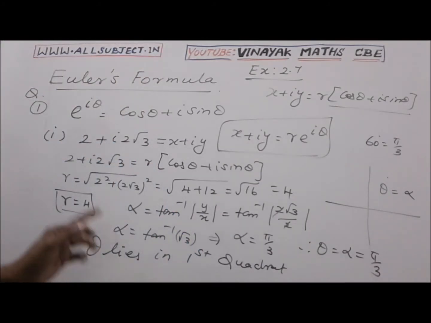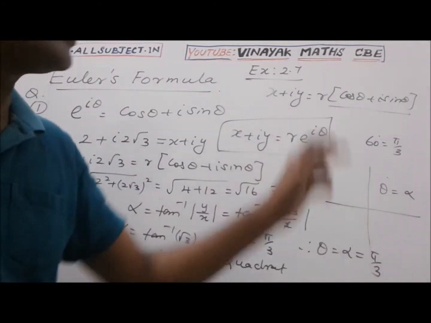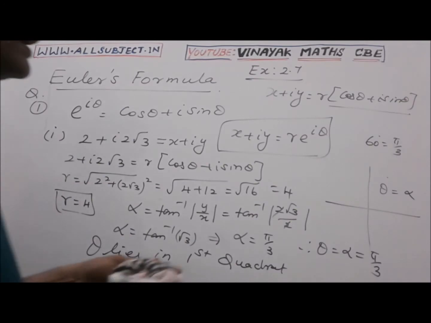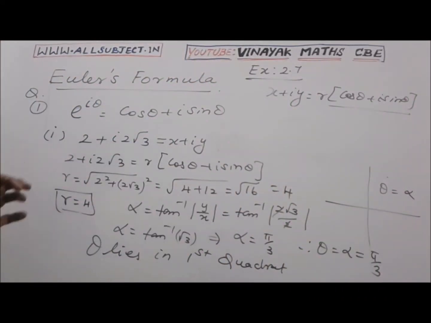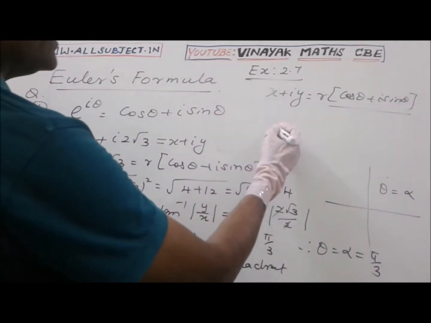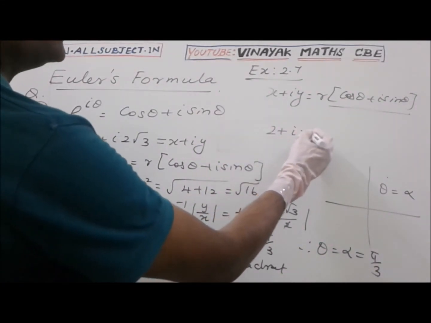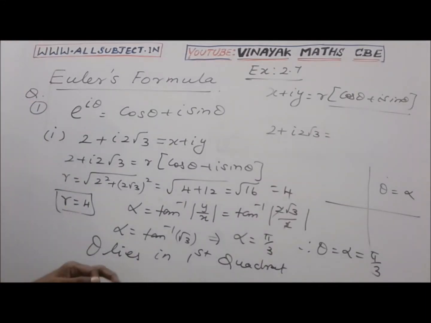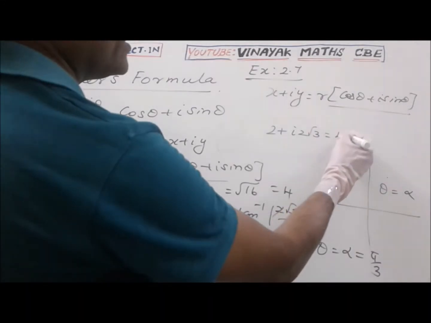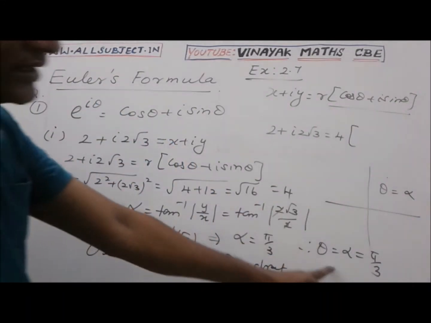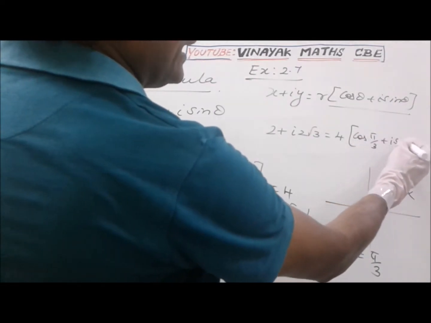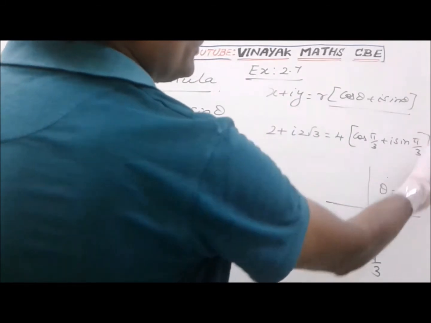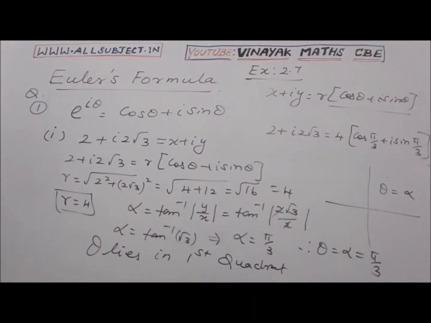Now substituting the values of r and theta in the polar form formula, we get the polar form of the given complex number. 2 plus i 2 root 3 equal to r into cos theta plus i sin theta, where r is 4 and theta is pi by 3: 4 into cos pi by 3 plus i sin pi by 3. So this is the polar form of 2 plus i 2 root 3.